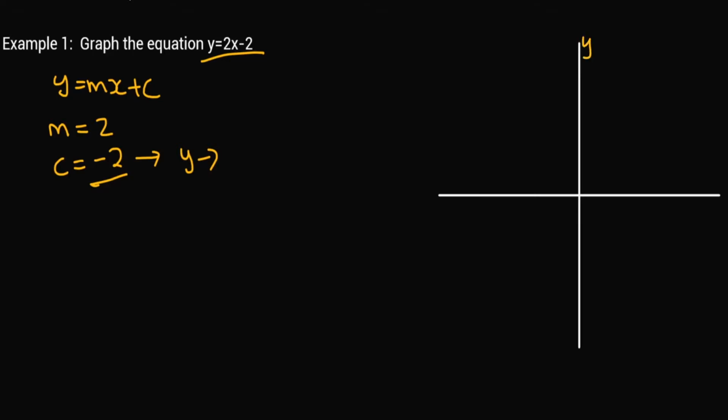You go to your y-axis, which you need to label. So you go there, say that is minus 2. So you have that point. So what do you do after that? How do you get the second point when you're given your gradient?